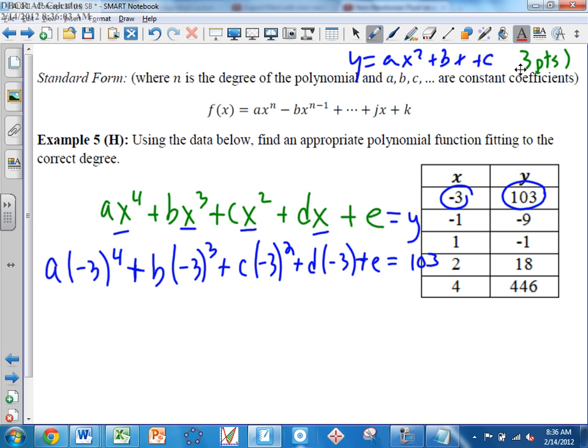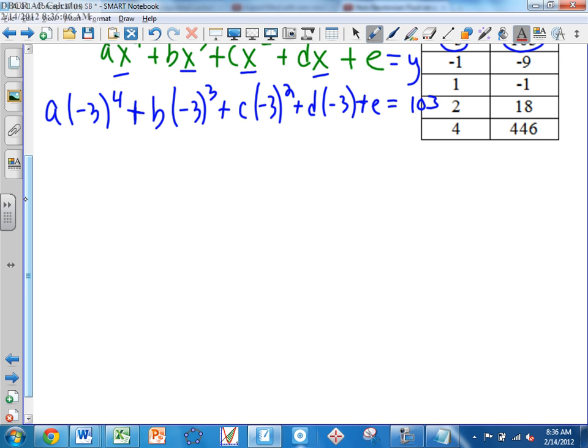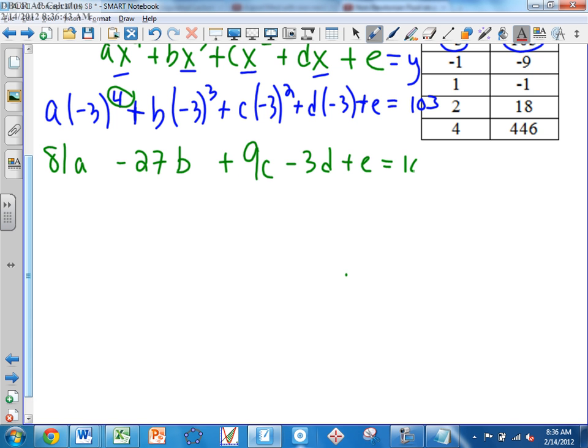Many of you already probably did this, I hope. What is 3 to the 4th? 81. And it's negative, but it's to the 4th. What goes on there? Good. When you raise something to an even exponent, even if it's negative, it becomes positive. Just like when you square negative 3, isn't this positive 9 really? This is really 9c, because it's a negative squared. A negative to the 4th is also positive. So 81a, minus 27b, plus 9c, minus 3d, plus e equals 103.